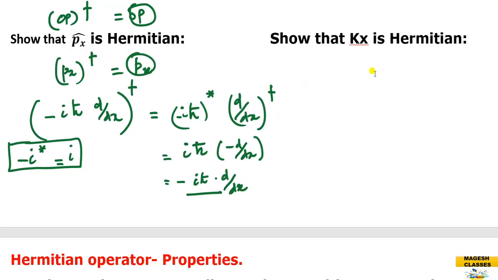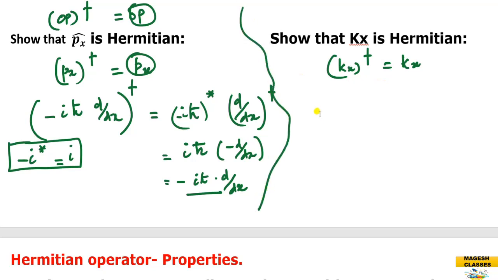Okay. Now, is the kinetic energy operator Hermitian or not? For that, the Kx dagger should be equal to Kx. The operator adjoint is equal to the operator. Now see the Kx value. By putting in the Kx value, that is equal to minus h cut squared by 2m, d squared by dx squared. So this is the kinetic energy operator.